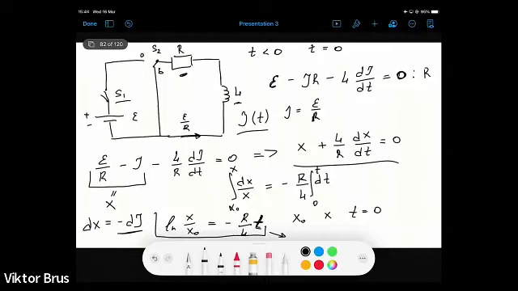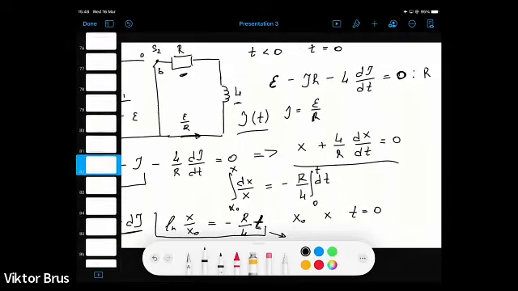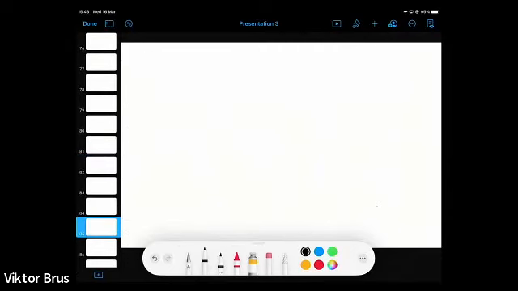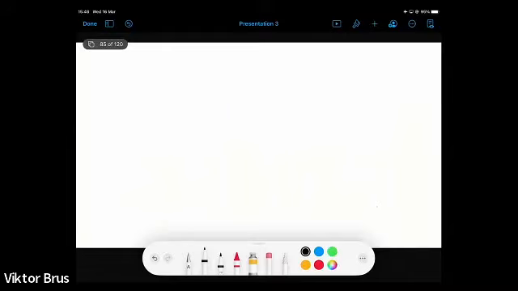So it will start to decrease. So we also would like to understand how this current will decay over time. So in this case, the Kirchhoff's loop law will look like this. It will be I times R plus L times di over dt equals to 0.